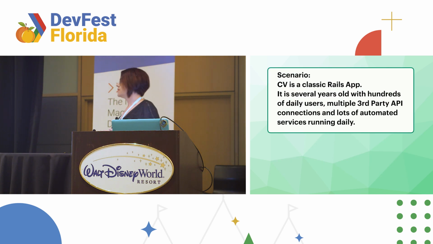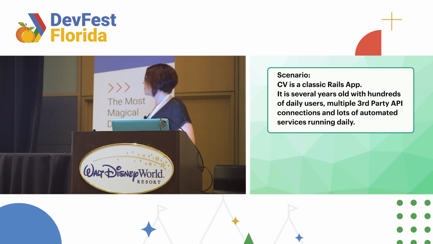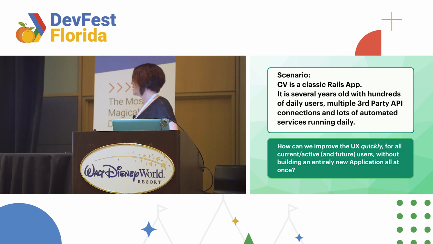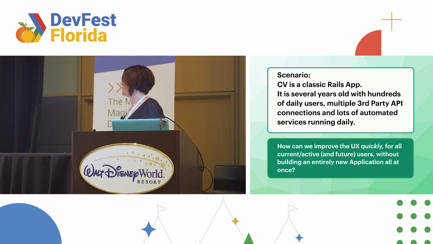We had an app, CV, a classic Rails app, several years old, with hundreds of users, multiple third-party API connections, authentications, and automated services running daily. How would we improve this UX? How would we do it quickly? How would we do it for all of our current and active users and future users without tearing the whole thing down and building an entirely new app?